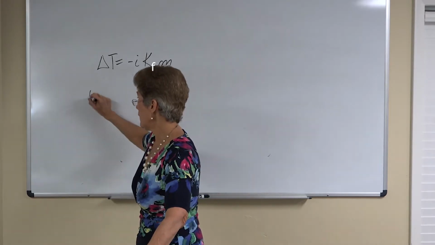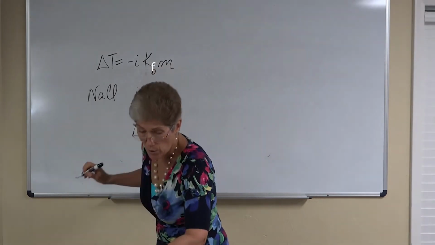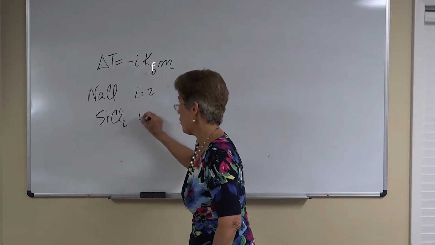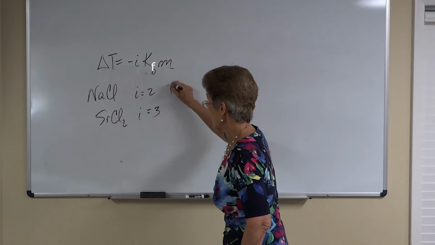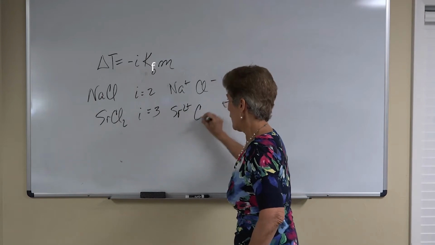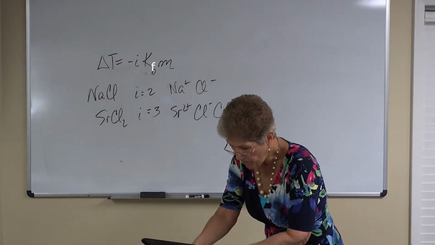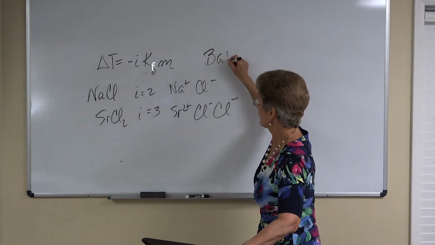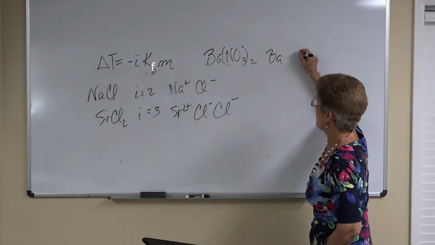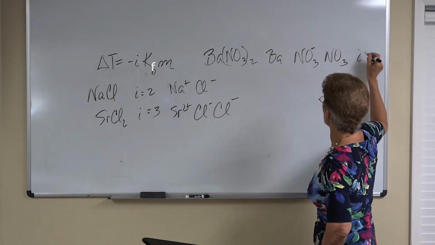Now, sodium chloride is 2 ions, sodium and chloride, so that i would be 2. For strontium chloride, there's 1, 2, 3 here, and so i would be 3. And if you don't see that, you've got a sodium and a chloride ion. Here you've got a strontium and 2 chloride ions. There's your 3. Barium nitrate, that would have 3 ions, barium, and 2 nitrate ions. So that i would be 3.